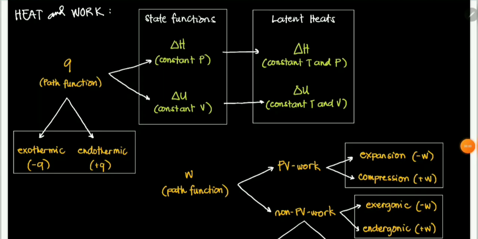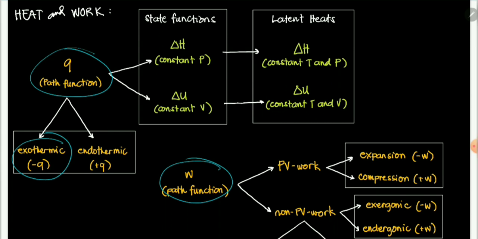Okay? So in summary, we have Q and W. So yung Q natin, that's heat or the dissipative form of energy. Yung work natin ay directed form of energy. Okay? So path function sila kapag hindi specified yung conditions ng temperature, pressure, or volume. So kapag heat is released by the system, that's exothermic, negative Q. Kapag heat is absorbed by the system naman, that's endothermic or positive Q.